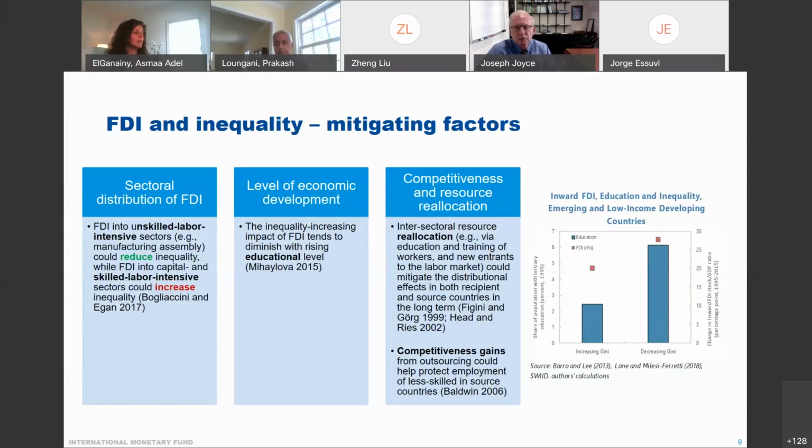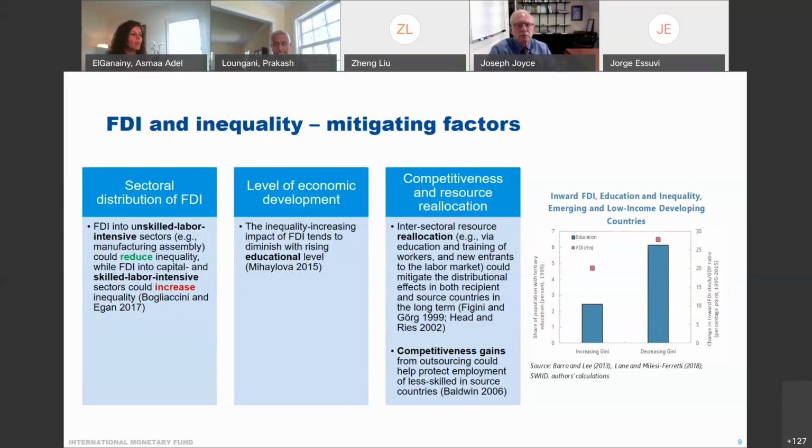Characteristics such as the level of economic development and the educational attainment of the population in the recipient country also play an important role. Essentially, a high supply of skilled labor could mitigate the impact of FDI on the relative demand for skills. Here, I would like to point to the chart on the right side. Our back of the envelope calculation again shows two groups of emerging markets and developing economies, one with increasing inequality and the other with decreasing inequality.